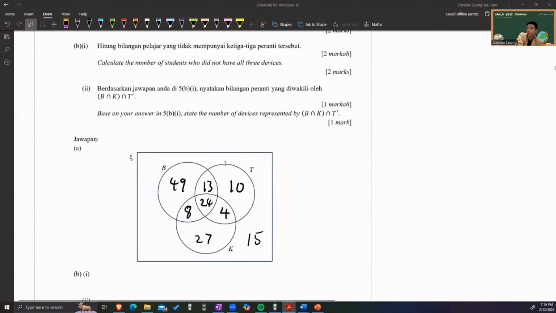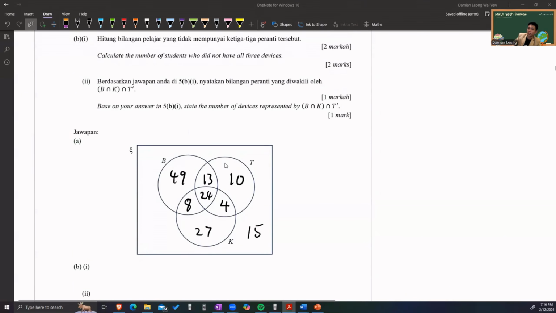Then we want to calculate the number of students who did not have all three devices. Basically, it's just that 15. But they want the working, so you should probably put 150 minus 49 minus 13 minus 10 minus 8 minus 24 minus 4 minus 27 equals 15.